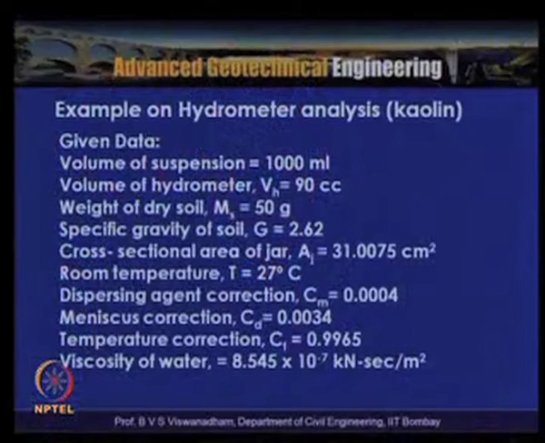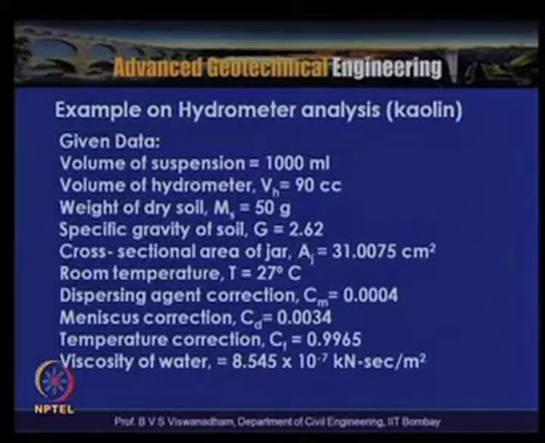So, after having discussed the procedure, let us see an example for the hydrometer analysis with a particular soil, very fine kaolin soil. Here the volume of the suspension is 1000 ml and the volume of the hydrometer which is taken for the test is about 90 cc, and the weight of the dry soil taken is about 50 grams, and the specific gravity of the soil is about 2.62. The cross section area of the jar is AJ about 31 centimeter square, and room temperature is 27 degrees.